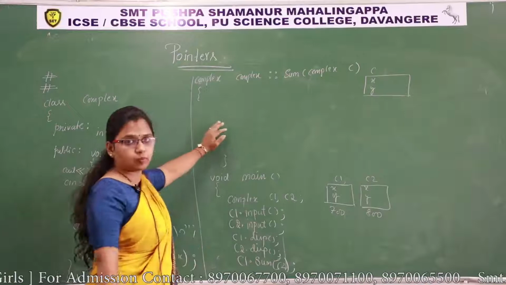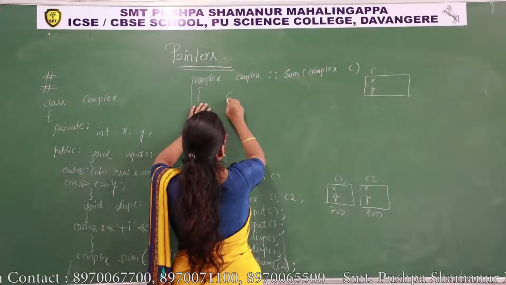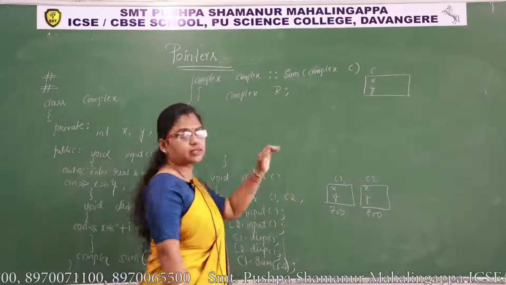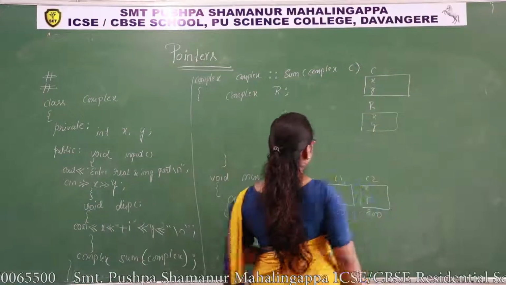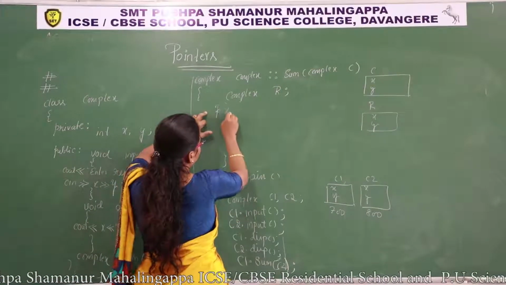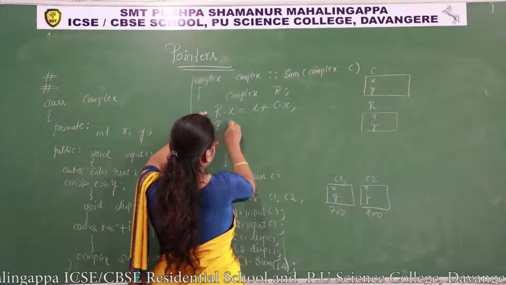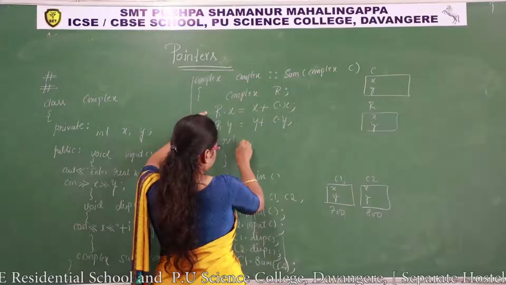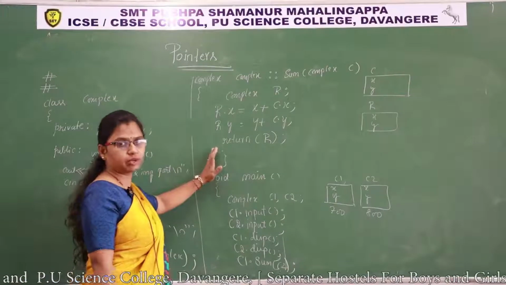To store the resultant complex number, we need one more complex object in this function definition. Complex R, I will take R as a complex number, that is the resultant complex number. R also has X and Y. Now R dot X is equal to X plus C dot X. R dot Y is equal to Y plus C dot Y. Now return R. This is the usual method, object as function return value, isn't it?